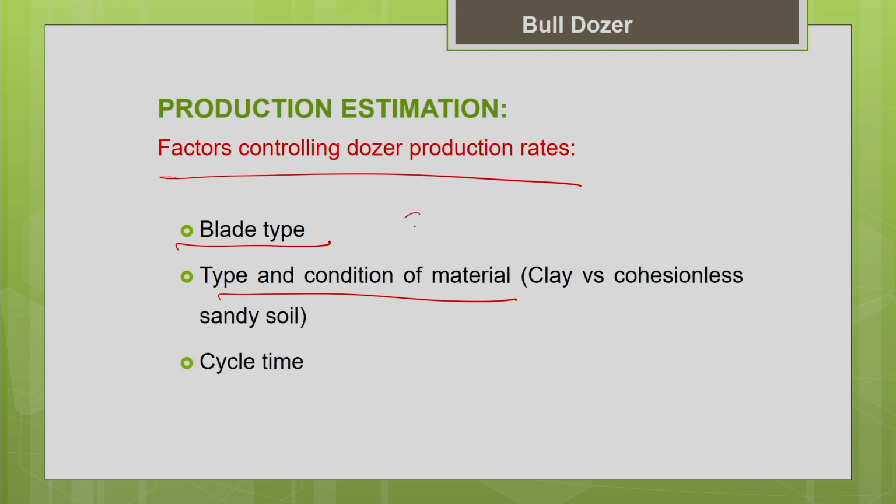We have different types of blades: straight blade, U blade, angle blade. As I told you, for hard terrain, the straight blade will give you high productivity. If it is just average terrain or loose soil, I can use the U blade, which will be more productive. The angle blade is for a special application; it is not that highly productive in earth moving operation when compared to the straight and U blade. So depending upon the blade type, your productivity will vary.